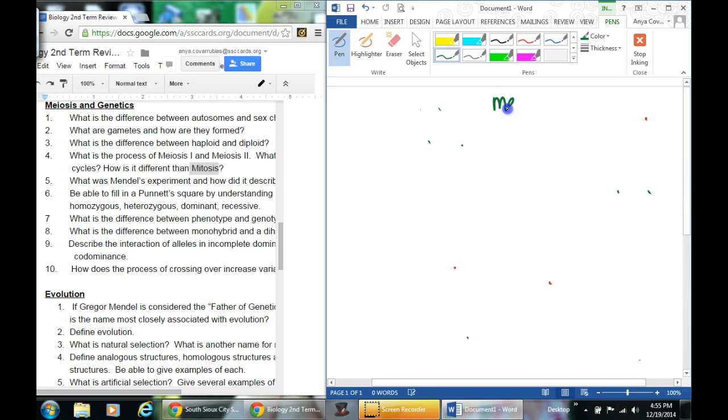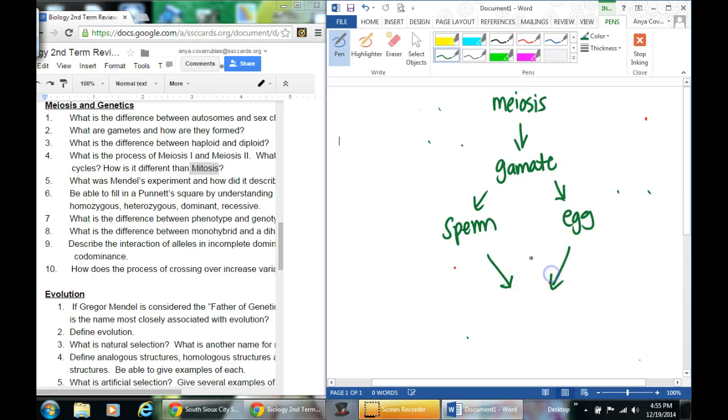So we first have meiosis that takes place. We form our gamete cells, which are the sperm and the egg. And then those two come together through the process of fertilization. And that's going to make our baby, or not necessarily a baby, I guess. We have the blastocyte.